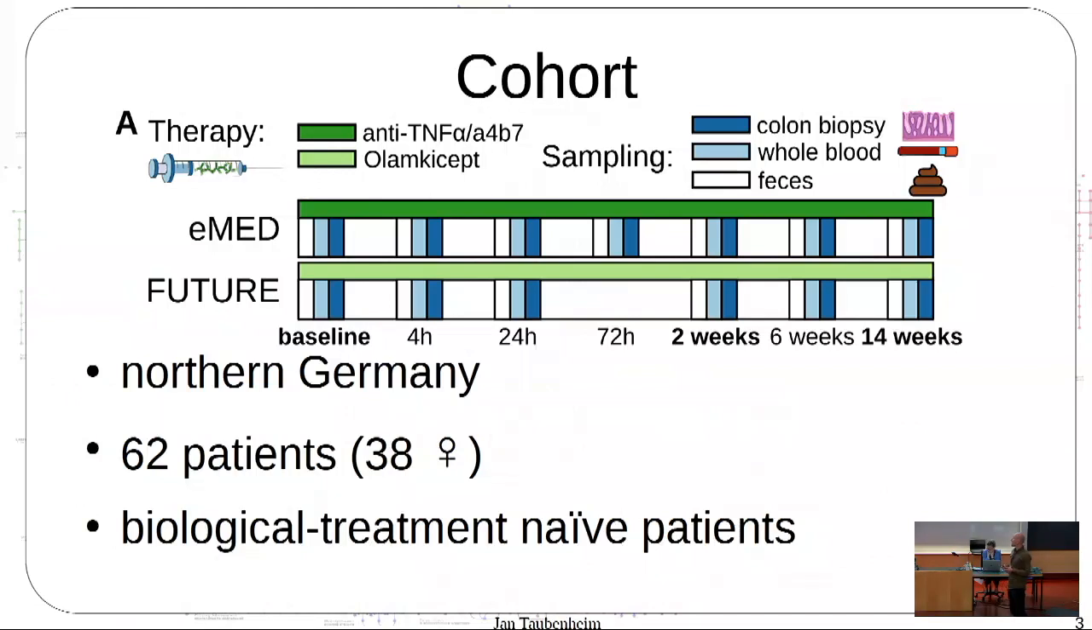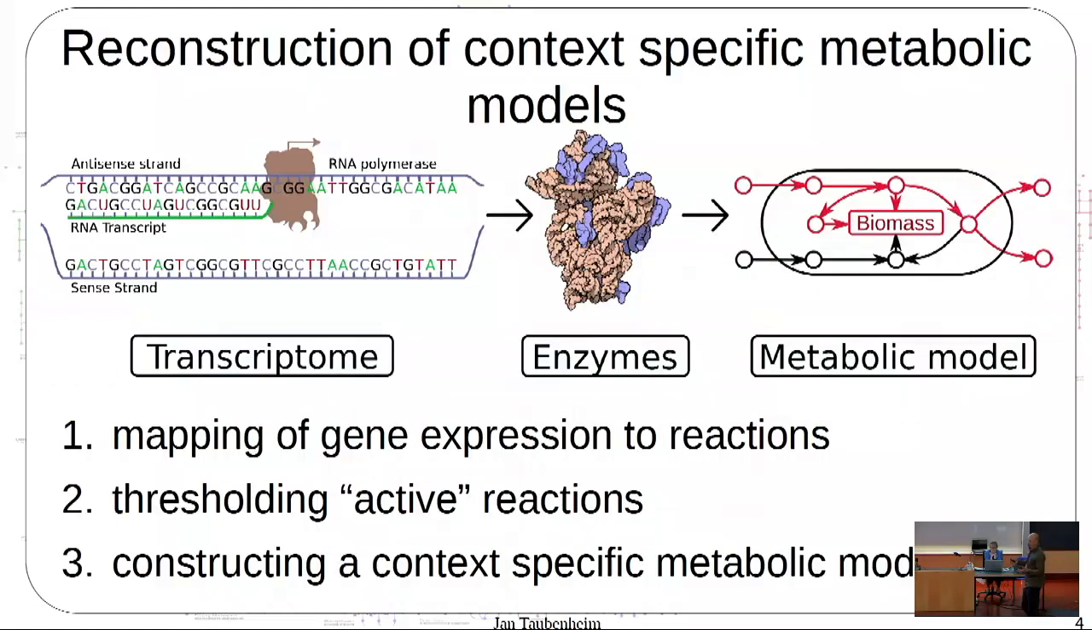We did that in a northern German cohort of IBD patients, which have been sampled longitudinally and have been treated with different biologicals: an anti-TNF alpha and an anti-IL-6, for those of you who are interested. We sampled colon biopsies, whole blood, and feces, and we did transcriptomic sequencing, metabolomics, and 16S sequencing of these samples.